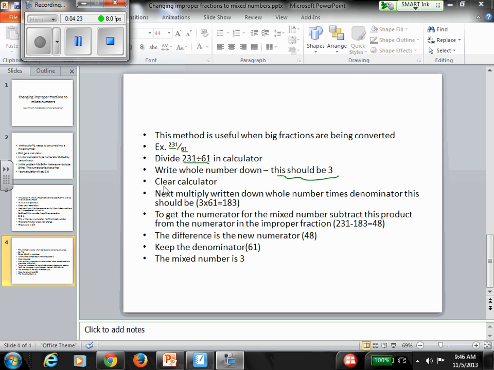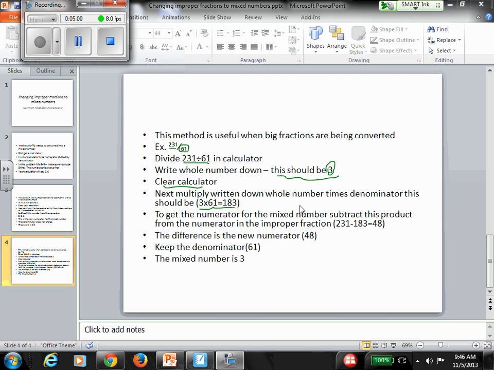Guess what? Time to clear the calculator again. Clear your calculator. Now, I want you to multiply your whole number, which would be 3 that you've written down, times the denominator. Your denominator in this problem is 61. So we are going to multiply the whole number from right here times the denominator right here. And you will get 183.